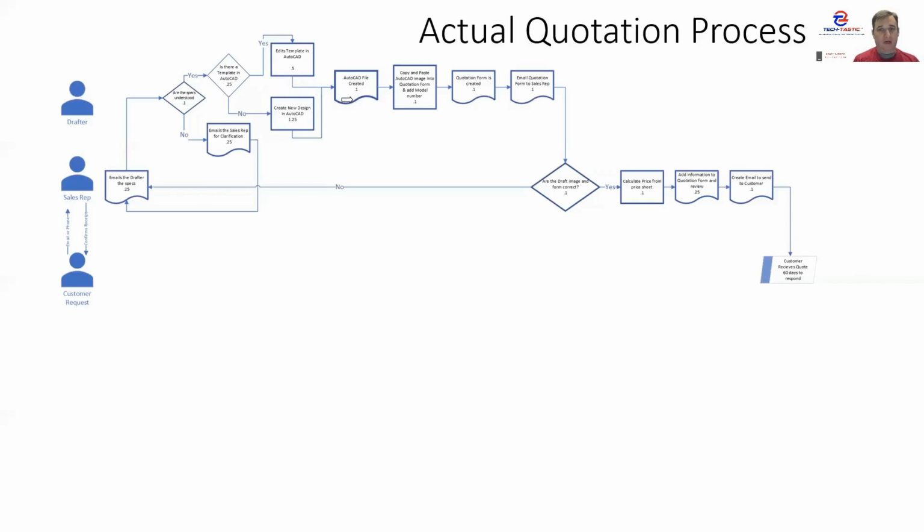After they've made the changes, either by creating a new design or by editing the template, they're going to create that AutoCAD file. They're then going to copy and paste the AutoCAD image into the quotation form, which is a Word document. They're going to add the model number to it as well.